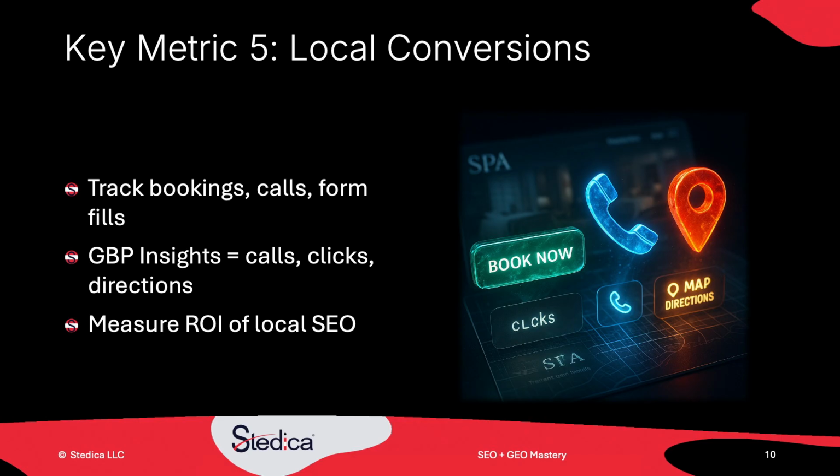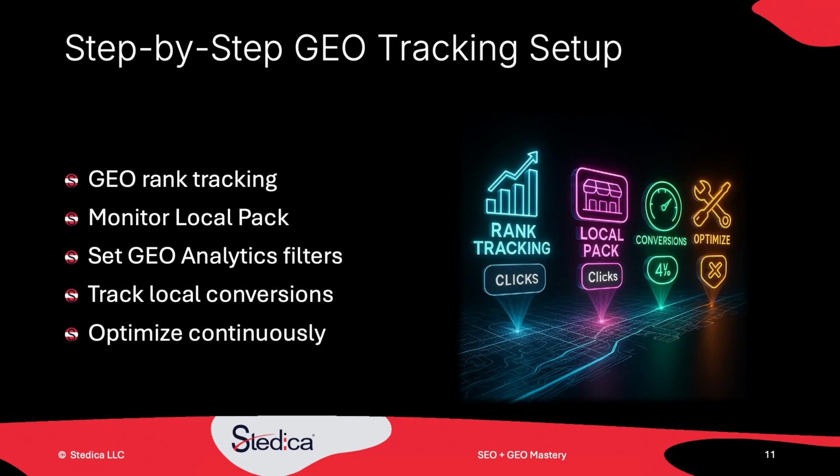How to set up geo-specific tracking. Here's a 5-step process you can follow. Step 1. Set up geo rank tracking. Use SEMrush, Ahrefs, or GeoRanker. Track each keyword for the city or neighborhood you're targeting. Step 2. Monitor local pack performance. Track how often you appear in the map pack and how many clicks your Google business profile gets.